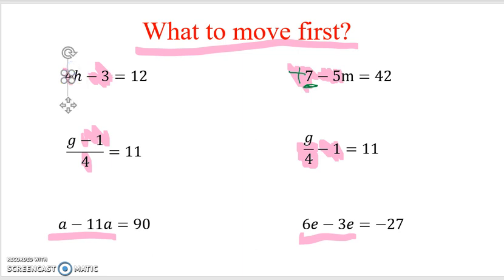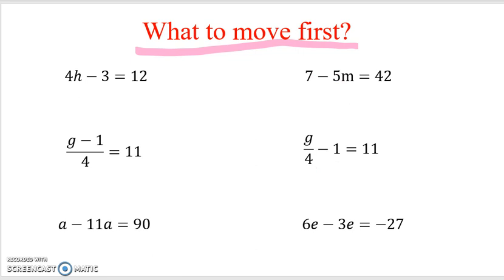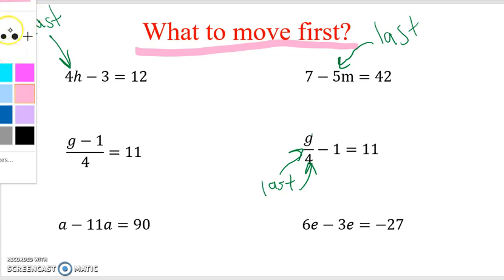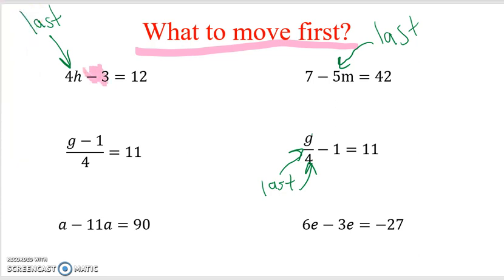So let me just erase all my scribbles. Let's talk about what operation to reverse first. In simple terms, whatever's attached to the letter has to go last. So if there's any number joined directly to the letter through multiplication, that has to go last. And that makes it a bit easier because you can see here the 4 is joined to the g directly, so the 4 is going to go last. That makes it easier to see with all these examples, because it's only two-step, you'll move the other operations.